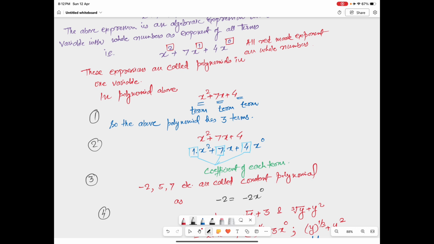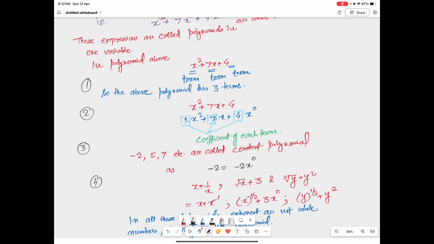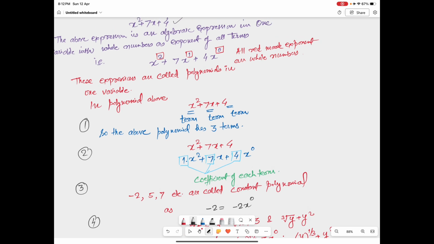The first property is about terms, because each part is called a term. x square is a term, 7x is a term, 4 is also a term. The second property: in x square plus 7x plus 4, the coefficient of x square is 1 and the coefficient of x is 7. These are called the coefficients of each term. So you must understand what a term is, what the coefficient of each term is, and what an exponent is. These are called the exponents.